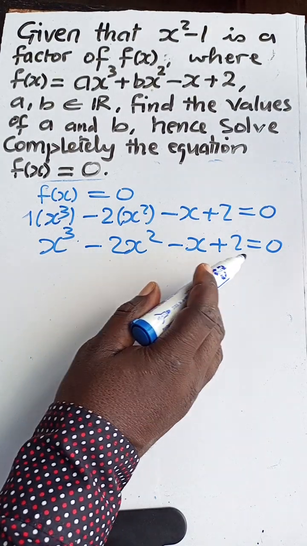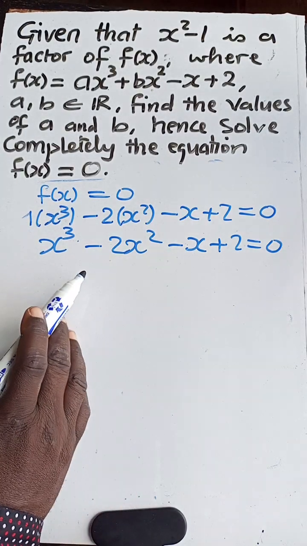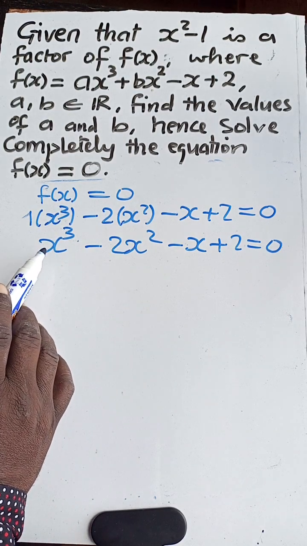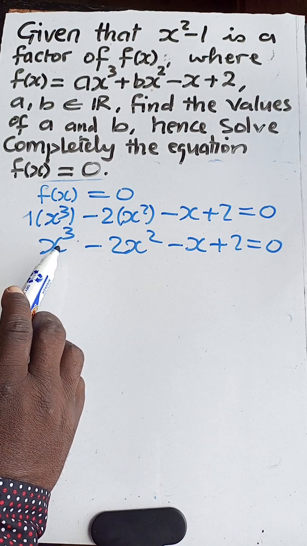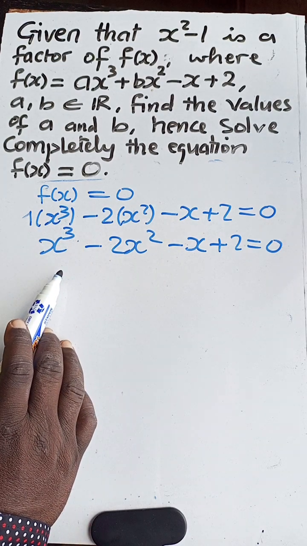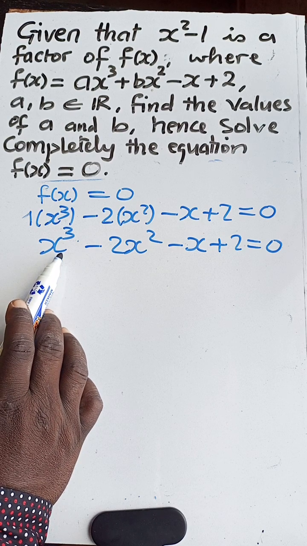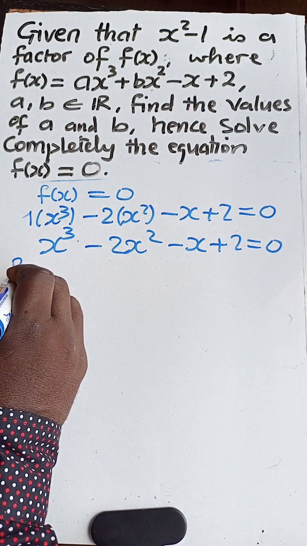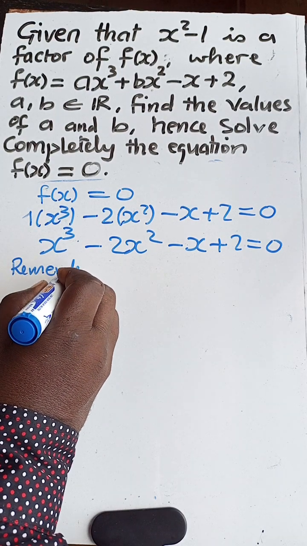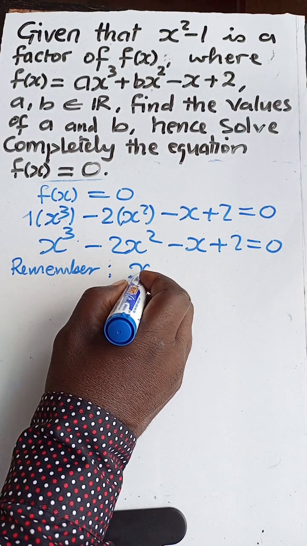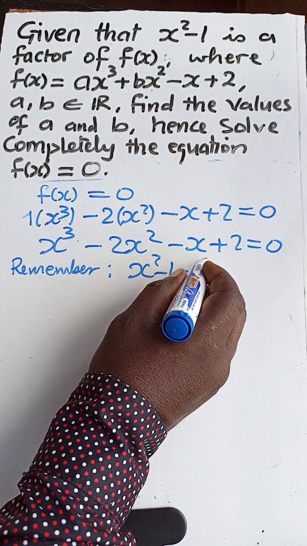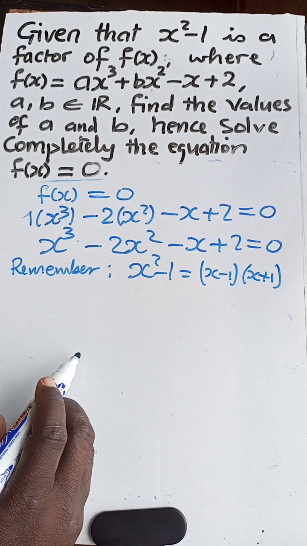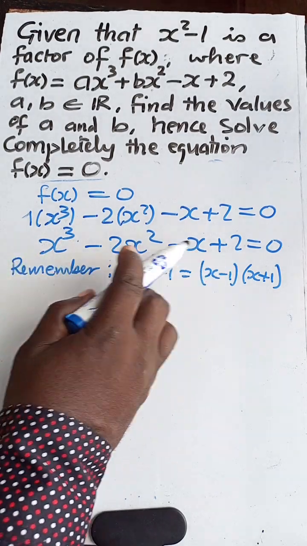So this is the cubic expression that we have to solve, a polynomial of degree 3. As the rules of polynomials say, a degree 3 polynomial means that we must obtain 3 solutions. Now remember that we already have that x squared minus 1, which we saw as x minus 1, x plus 1, was already a factor of this polynomial.